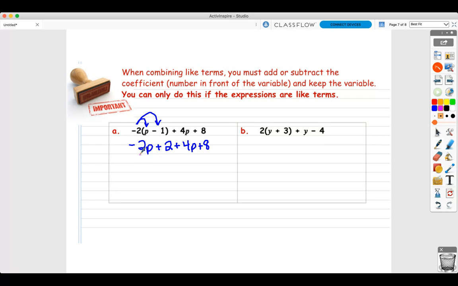Combine your like terms. You've got a negative 2p and a positive 4p. Negative 2 plus 4 is a positive 2p. Positive 2 and a positive 8. So 8 plus 2 is 10. So that's your answer there.